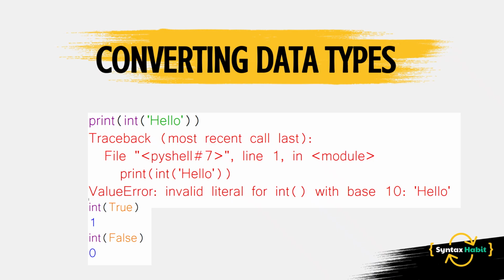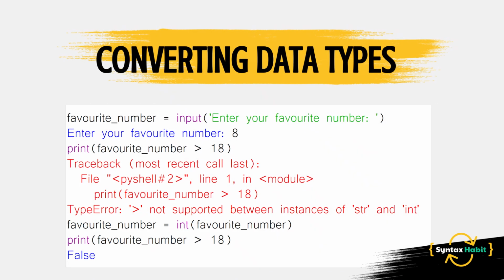Remember that not every conversion is possible. For example, trying to convert the word hello into an integer will produce an error. You may also remember from the previous lesson that when a boolean is converted to an integer, true becomes 1 and false becomes 0. We don't convert data just because we can. We convert it because we want to use it in a different way.